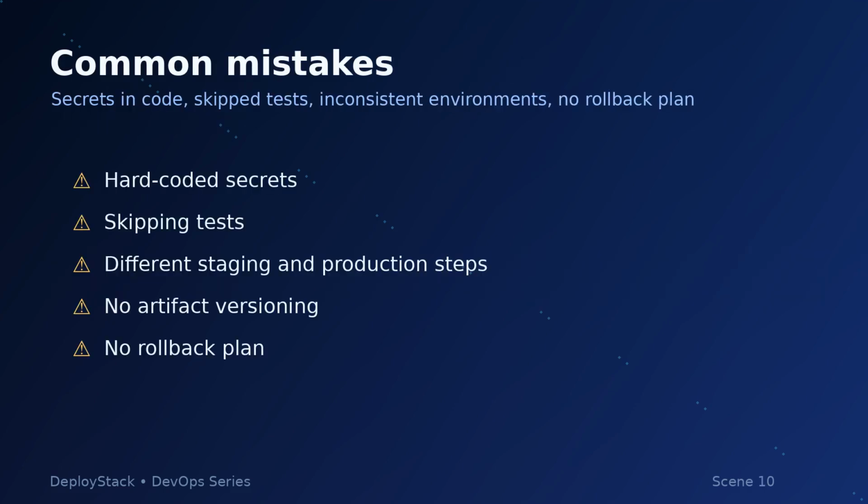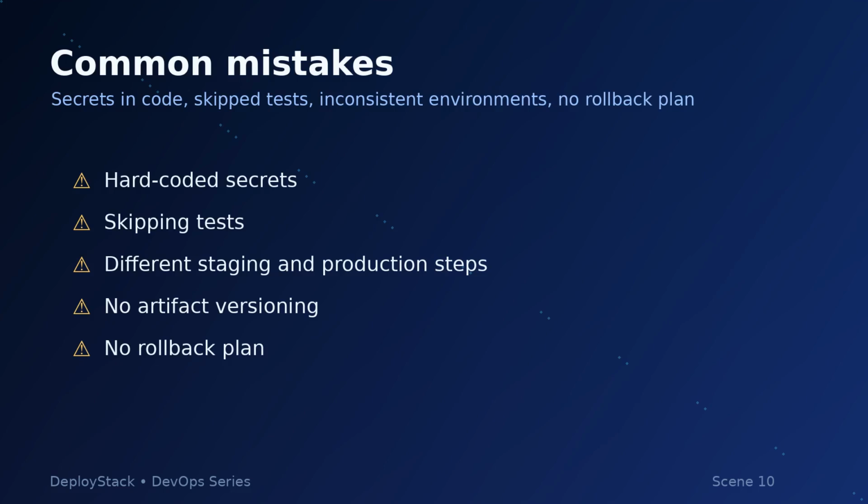Step 9 is verification. This is the part many beginners forget. Deployment is not finished when the command succeeds. Deployment is finished when the application is healthy. The pipeline should check whether the service is responding, whether health checks pass, and whether the new version is actually running. If something goes wrong, the system should make rollback easier.